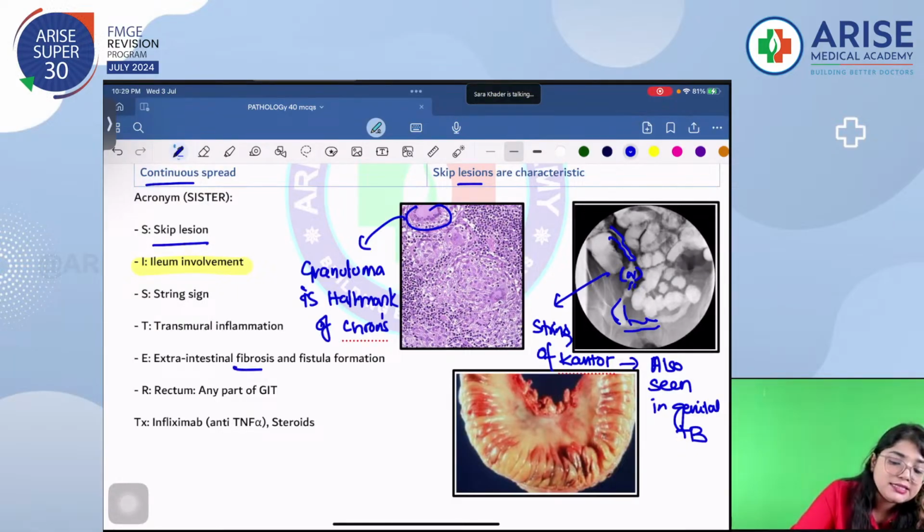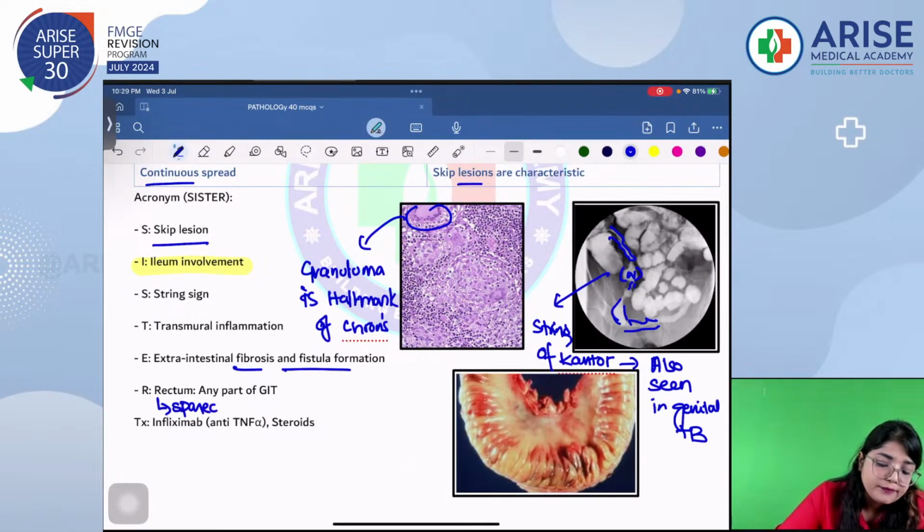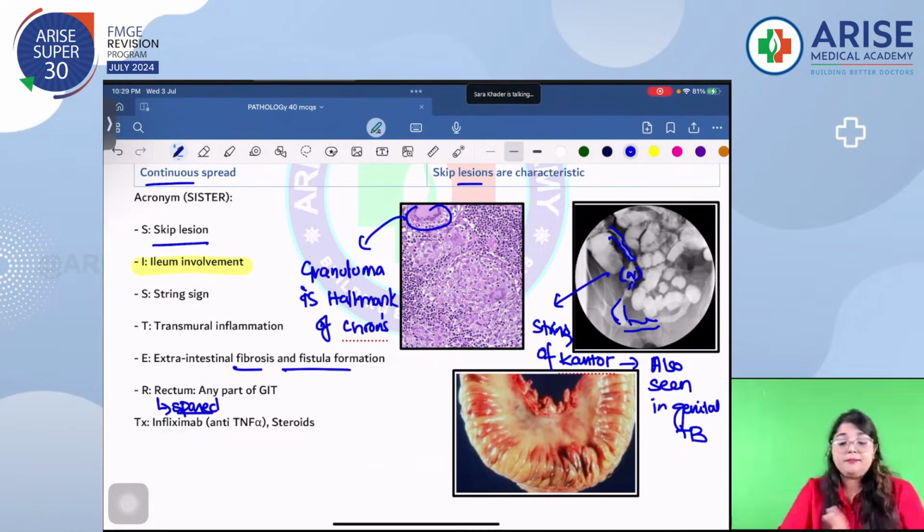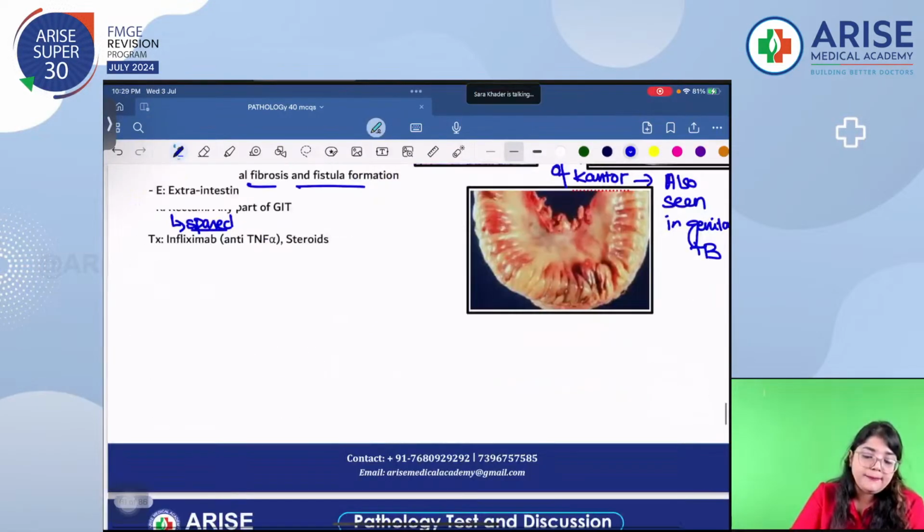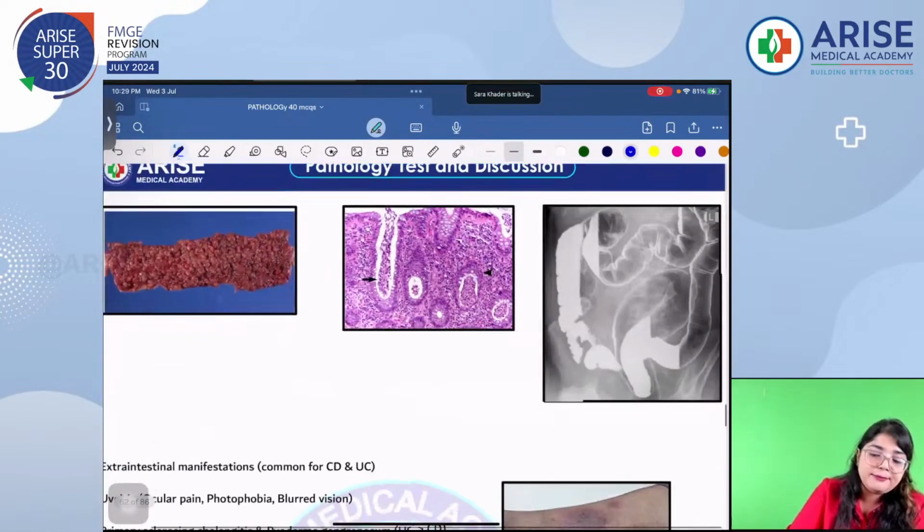You have fibrosis as well as fistula formation. Fibrosis because of the healing, right? And rectum is spared. Remember, rectum is spared. And it can affect any part of the GIT. Okay. What about this? This lead pipe appearance.